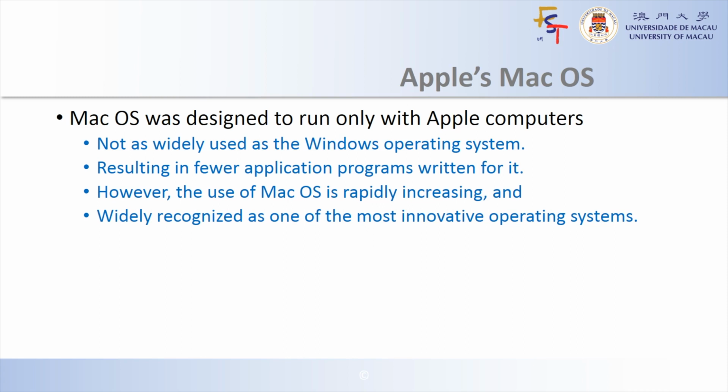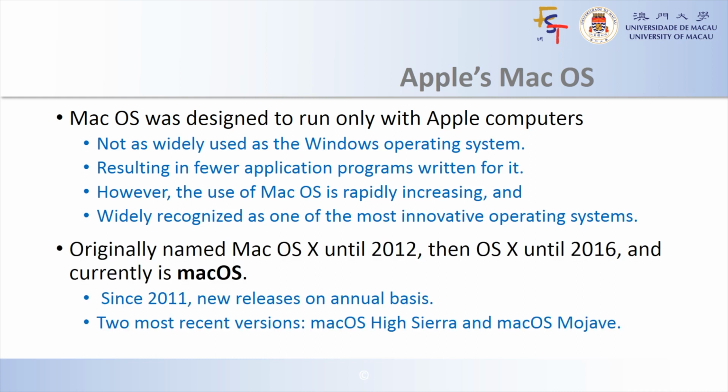Apple's Mac OS. Mac OS was designed to run only with Apple computers, so it is not as widely used as the Windows operating system, resulting in fewer application programs written for it. However, the use of Mac OS is rapidly increasing and it is widely recognized as one of the most innovative operating systems. Originally named Mac OS X until 2012, then OS X until 2016, and currently Mac OS.